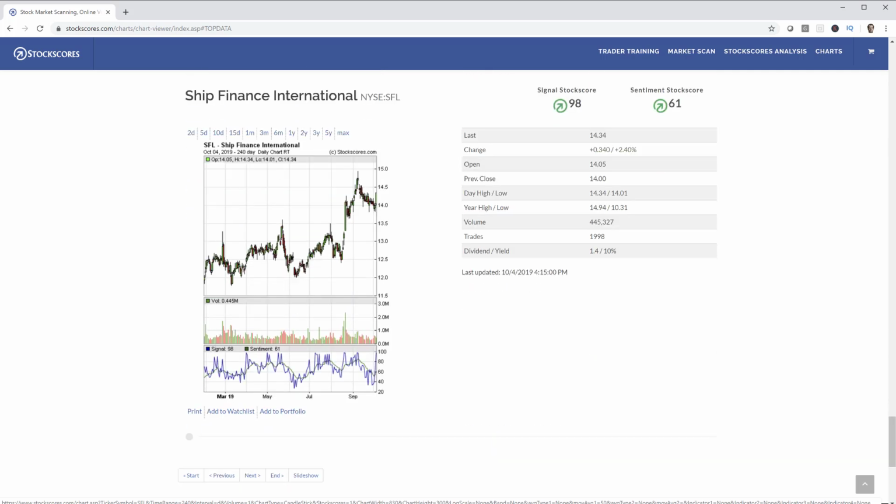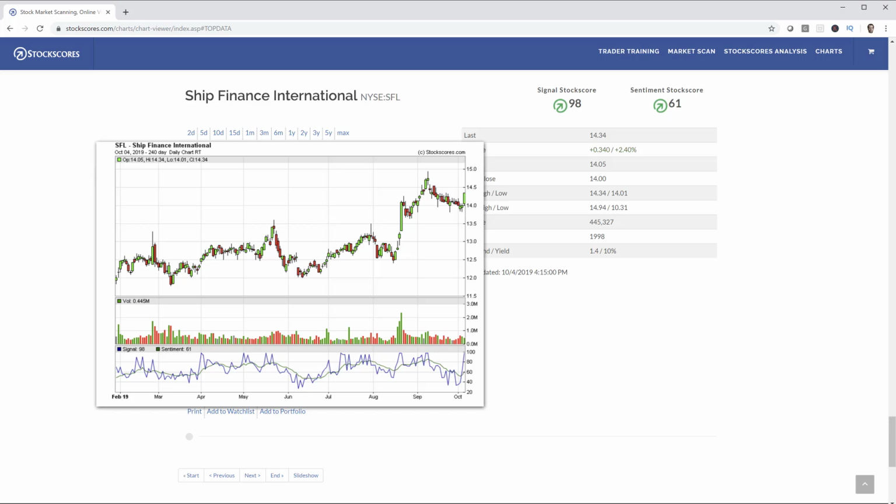So here's another shipping stock, or I'm assuming it's something to do with shipping, Ship Finance International. What you notice is that it was moving up, it pulled back into a flag, and it's breaking the flag on Friday. Problem again is the lack of volume. So I'd give this a 6 out of 10 that it's likely to go higher. It's not super, but it's not terrible.